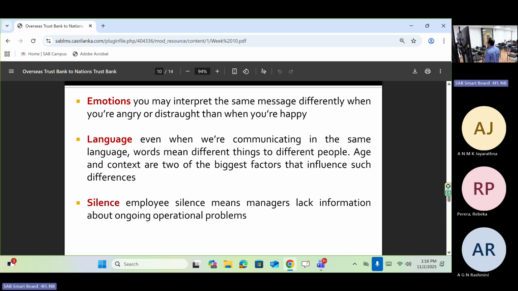Then silence. Certain silence is required to listen to the other. It is one major part of communication. But too much silence of a party can provide a lack of information to the message. Right. Therefore, employees need to talk and share their actual ideas with the management. Otherwise, managers cannot know this.